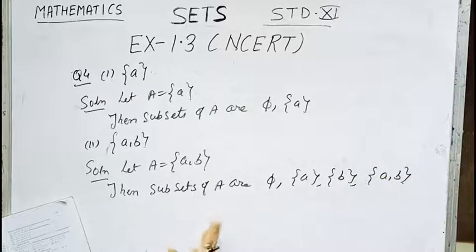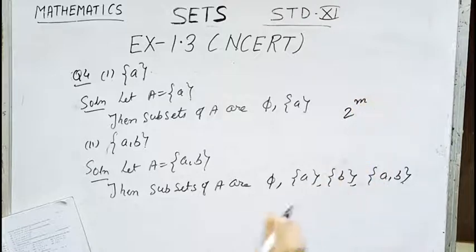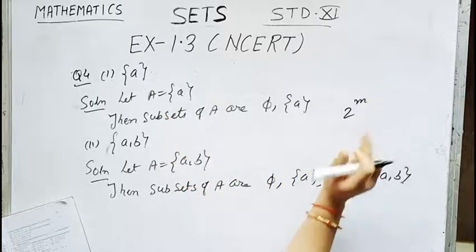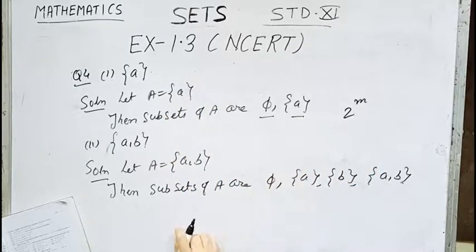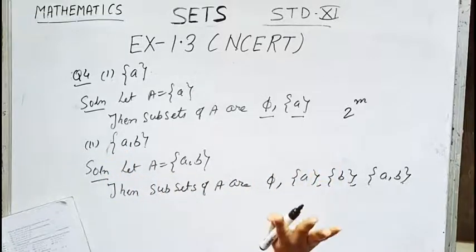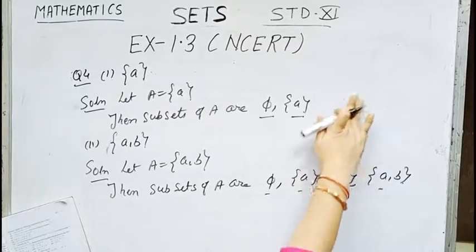Keep in mind that if a set is given, how many subsets can be made is given by the formula 2 to the power m, where m is the number of the elements in the given set. Here the number of elements in the given set is 1, so 2 power 1 is 2, so the number of subsets is 2. Here the number of elements in this set is 2, so 2 power 2 is 4, so the number of subsets is 4. I think you better understand, children.